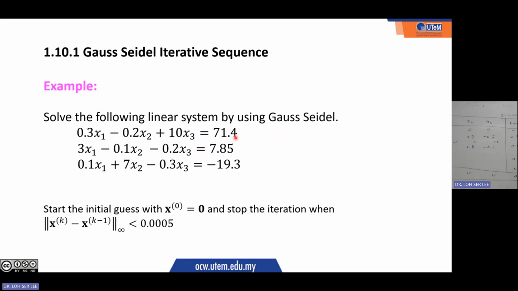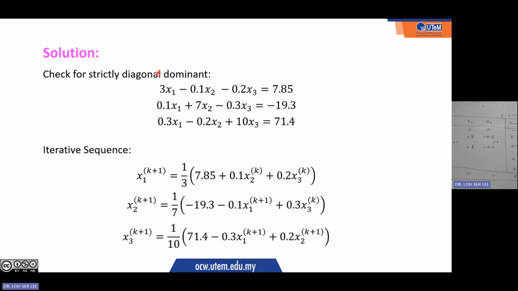Okay, this is another example, similar. Initial values are all 0. We need to stop the iteration when the error is less than 0.0005. So from here, check for the strictly diagonally dominant criteria. If you look, this is dominant, this is dominant, and this is dominant. So the first row should be this, the second row should be this, and the third row should be this. So we just swap. This is what we want.